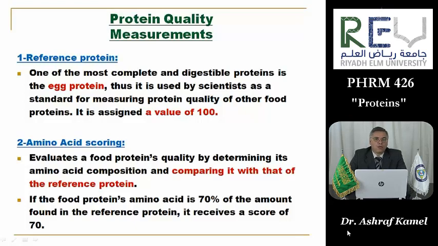Amino acid scoring. This evaluates the food protein's quality by determining its amino acid composition and comparing it with that of the reference protein, which is the egg protein. If the food protein's amino acid content is 70% of the amount found in the reference protein, then this protein is given a score of 70.